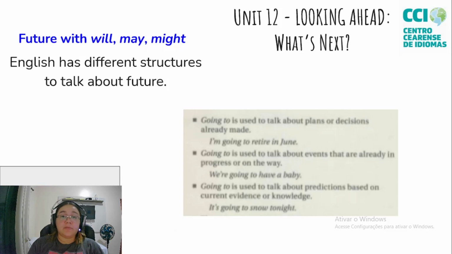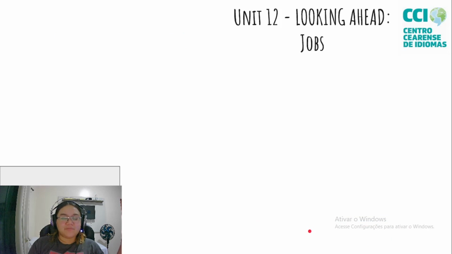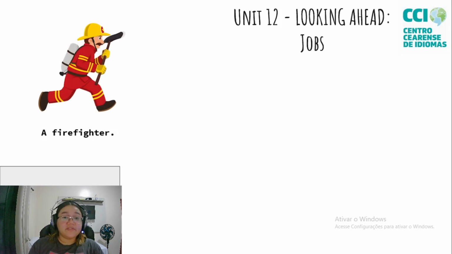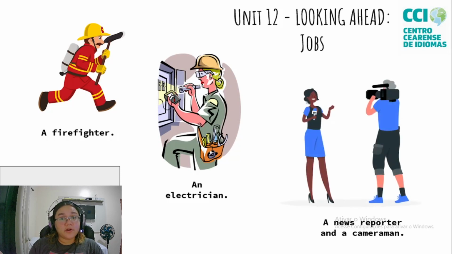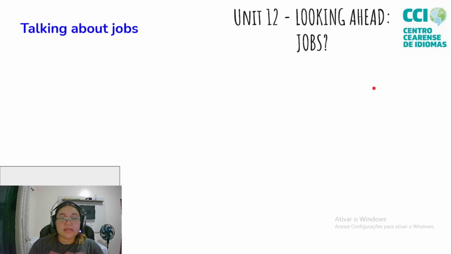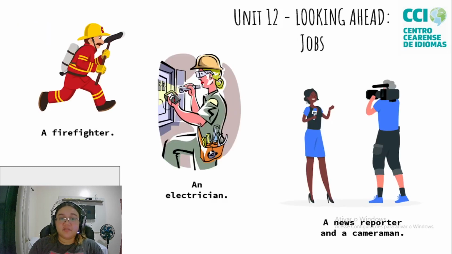So another topic that is related to the future is jobs, right? So what job will you have in the future? There are many different jobs you can choose, right? So you can be a firefighter, you can be an electrician, you can be a news reporter, or you can be a cameraman, right? The person who is operating the camera. There are many possibilities. And when we are talking about jobs, first of all, we always use the indefinite article.